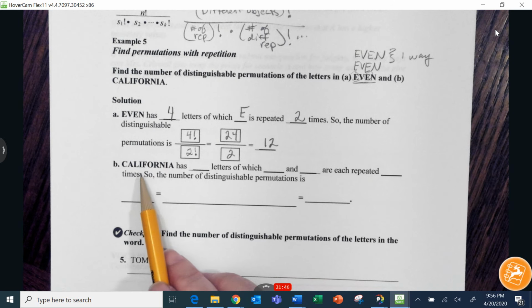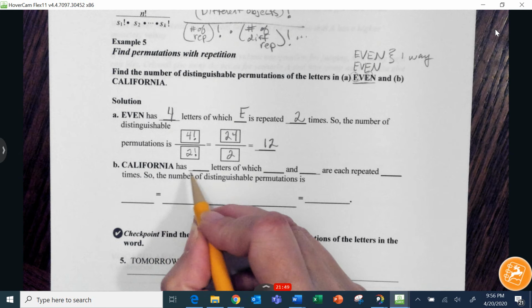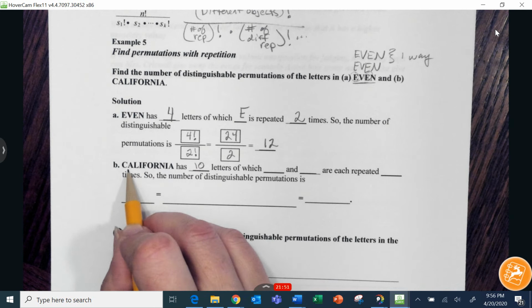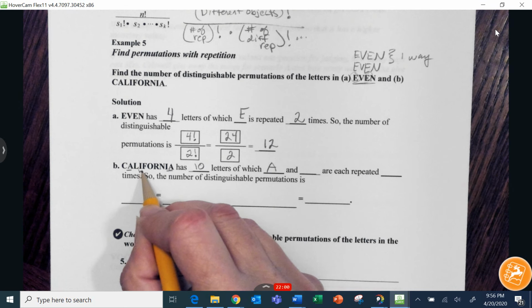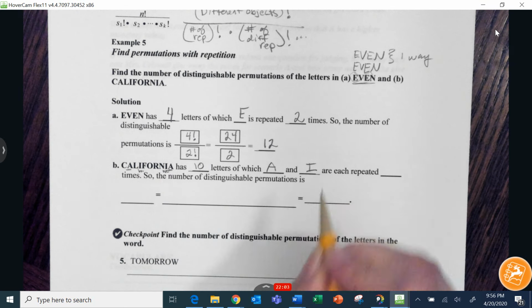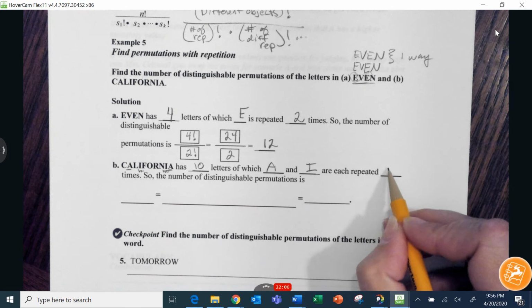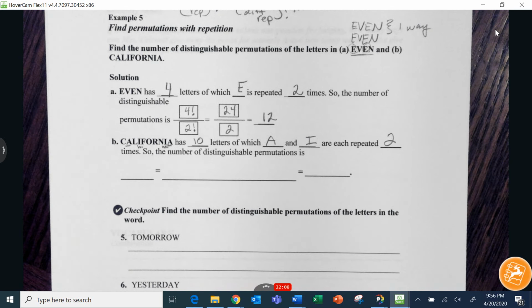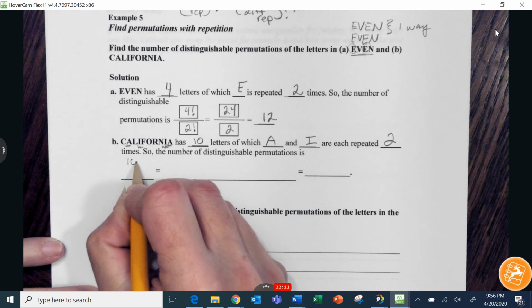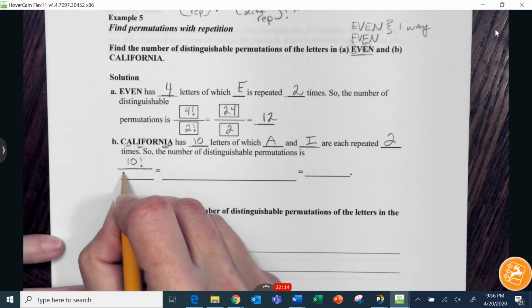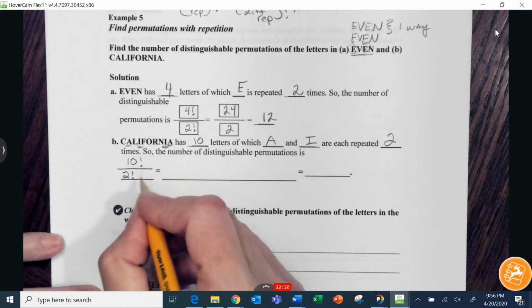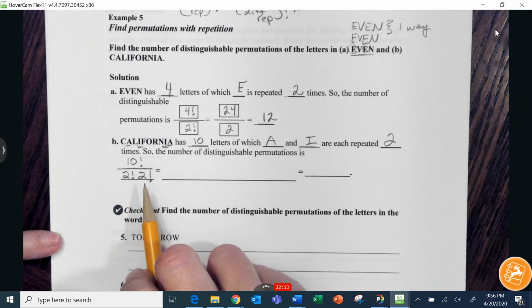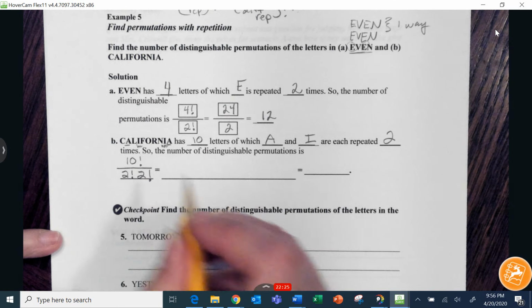Now, if we take a bigger word, California. California has 10 letters. And we look carefully. California has a repeat of A, but it also has a repeat of I. Both of them occur twice, so each are repeated 2 times. So what we're going to do is we're going to have 10 factorial, the number of letters, on top. Then on the bottom, we've got those 2 A's repeating and the 2 I's repeating. So we do 2 factorial for the A's and 2 factorial for the I's.